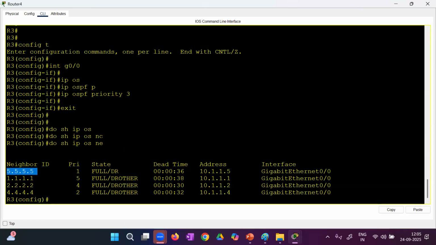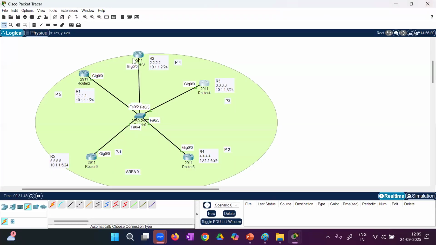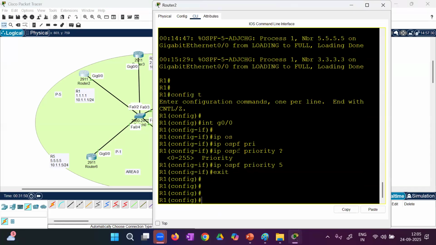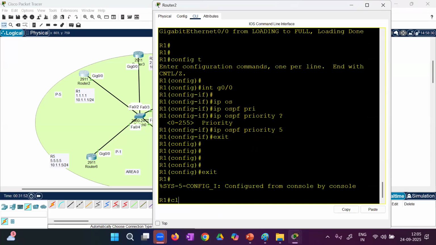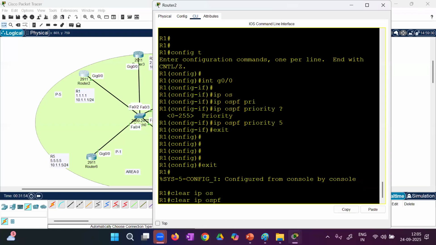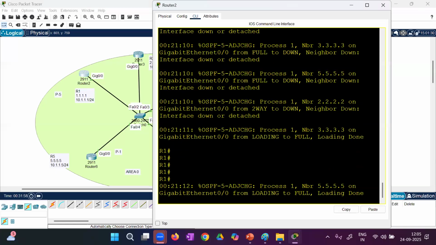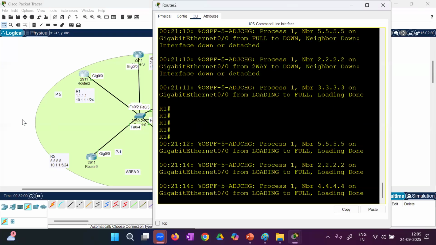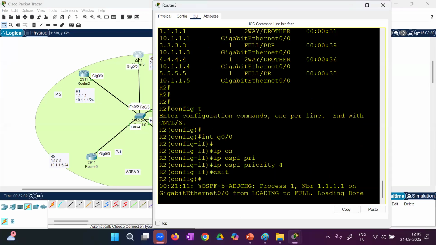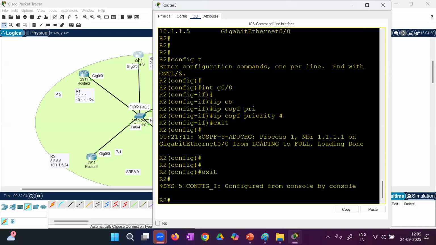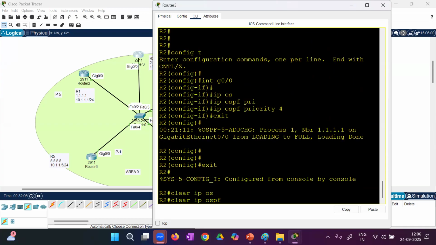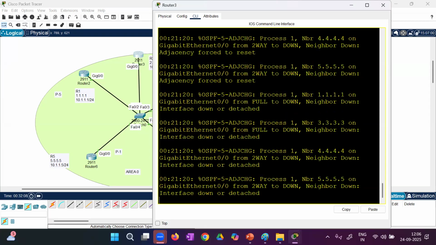Clear ip ospf process. So come to router first. Give exit. Clear ip ospf process. Yes, it means for re-election. For re-election, we have to clear this. Give exit. Clear ip ospf process. Yes.